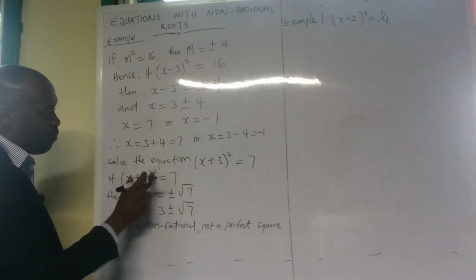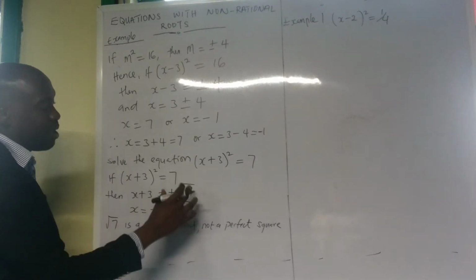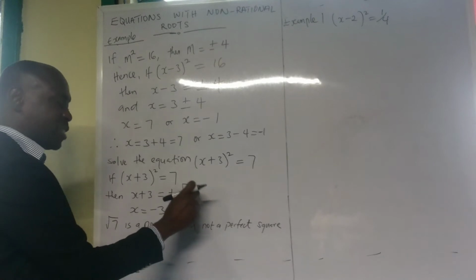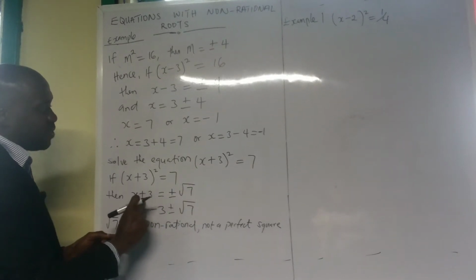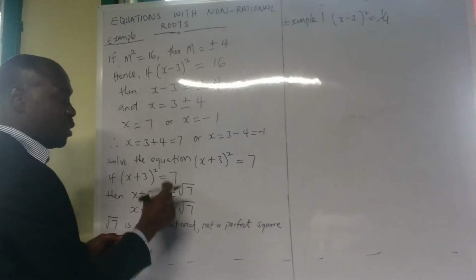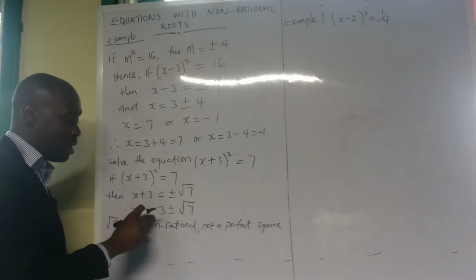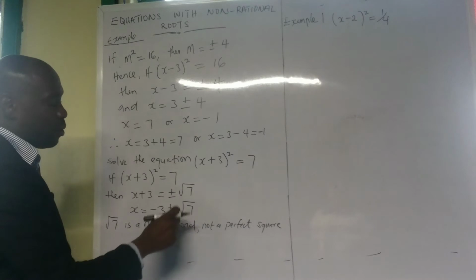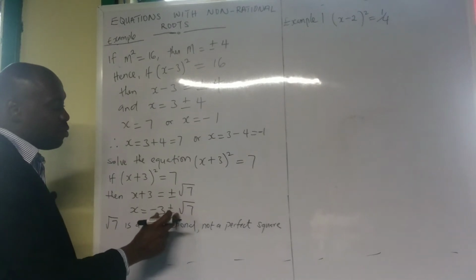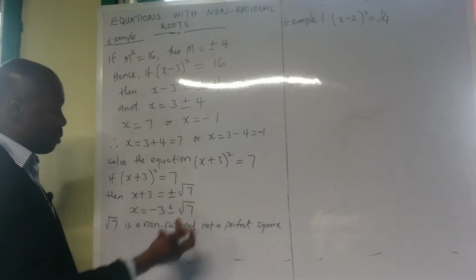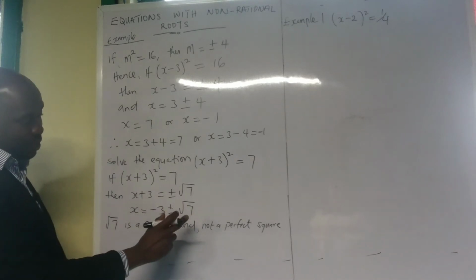The square root here before that will transfer here, making this thing become square root of 7. Then this positive sign will transfer to this side to give us negative. That's why we arrive at minus 3 plus or minus square root 7. This is the reason why we said this is non-rational, because we can't go further again. This is where we stop.